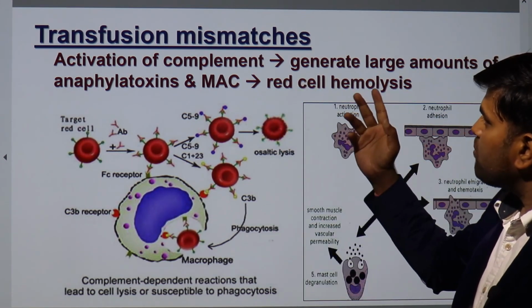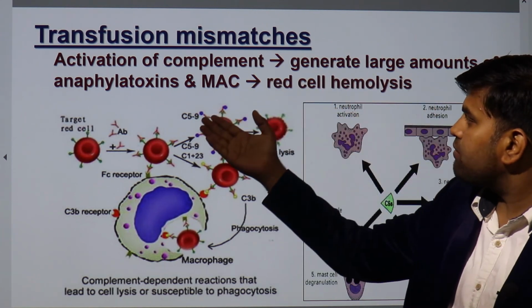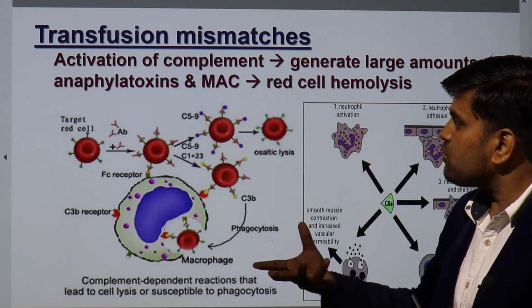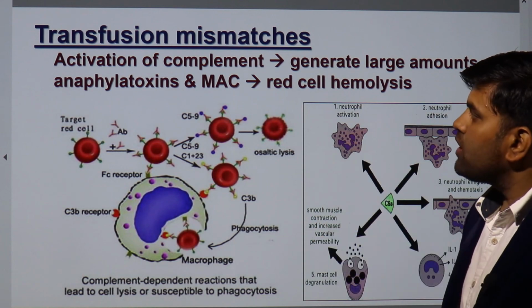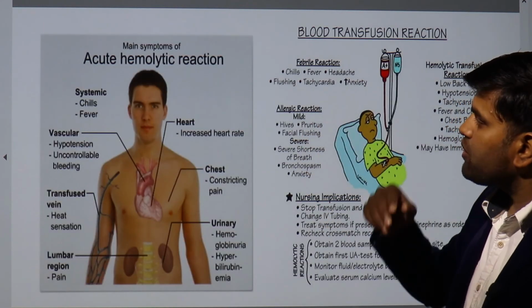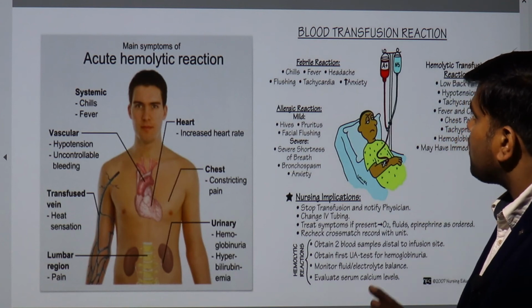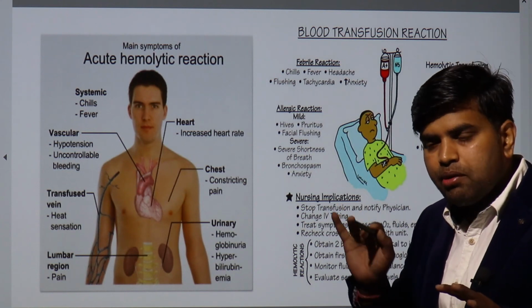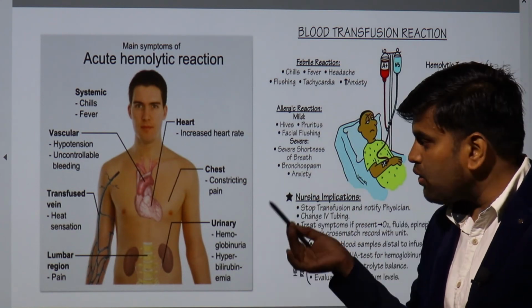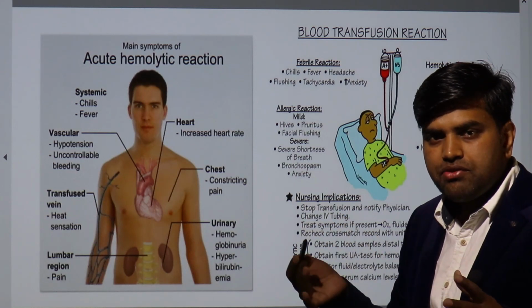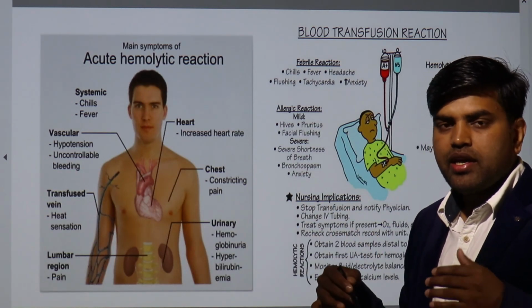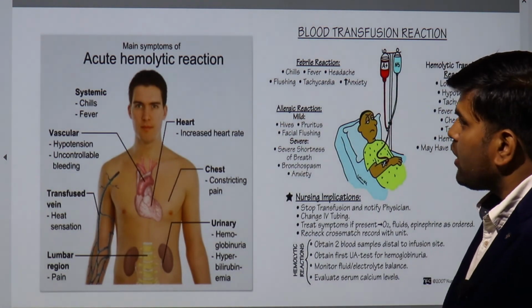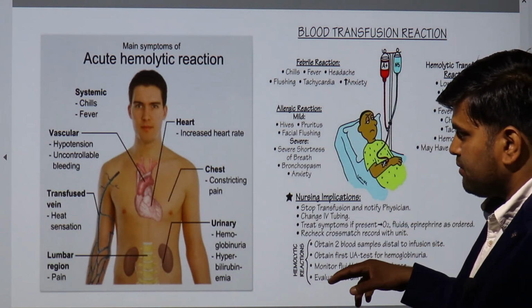Okay, so this is transfusion mismatch: activation of the complement, and generation of a large amount of anaphylatoxin and membrane attack complex that cause hemolysis of the red cells you have given, and also some of my own RBC. I will develop this acute hemolytic reaction, and you need to stop the blood transfusion immediately. Hopefully you have understood the complement pathway and its role in this mismatch reaction. If another blood group is given to a person, there will be development of an acute hemolytic reaction, or blood transfusion reaction.